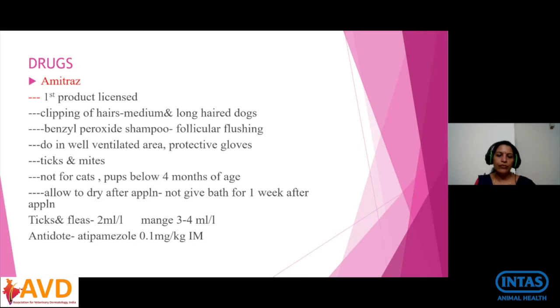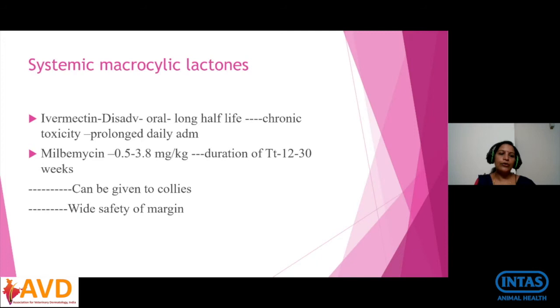Systemic macrocyclic lactones: I told you that ivermectin can be used, but if you use it as an oral treatment, the long half-life can lead to chronic toxicity. So it is better to go for a subcutaneous injection. Long daily administration can lead to chronic toxicity because it has a long half-life. Milbemycin oxime 0.5 milligram per kg body weight can be given orally for 12 to 30 weeks. Milbemycin can be given to collies, because ivermectin is contraindicated in collies, and milbemycin has a wide margin of safety.